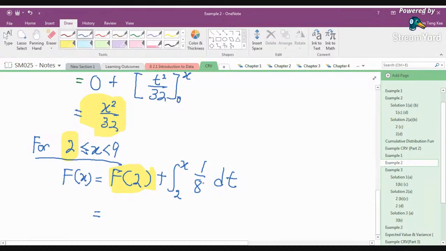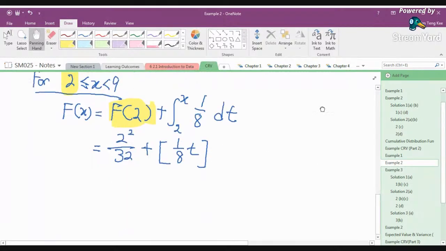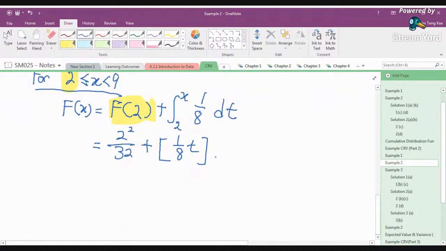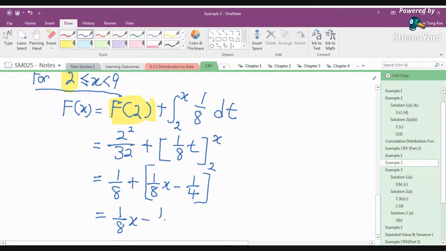So as a result, we will have 2 squared over 32 plus, integrate 1 over 8, you have 1 over 8 t. Again, don't forget our function here is in terms of t. We integrate with respect to t, from 2 to x. 2 squared over 32, when I simplify it, I have 1 over 8. Plus with the other side, when I substitute x inside, I will have 1 over 8x minus, substitute 2 inside, I have 1 over 4. And as a result, when you further simplify, we have 1 over 8x minus 1 over 8. So there goes my third interval function.